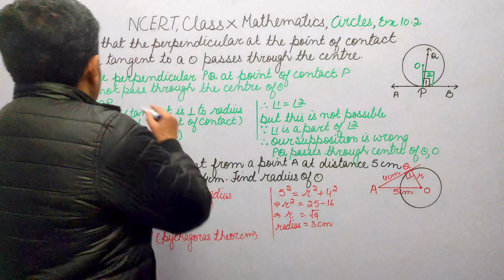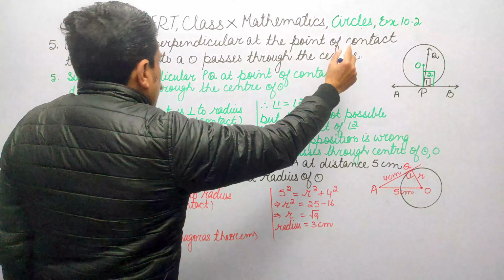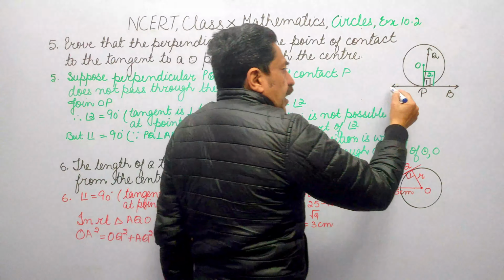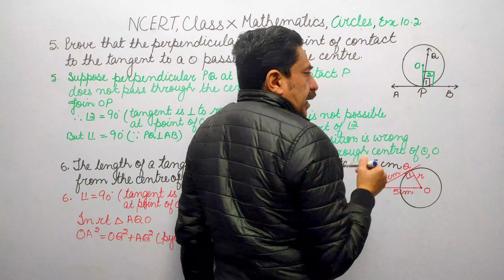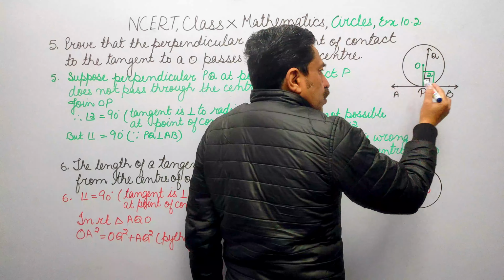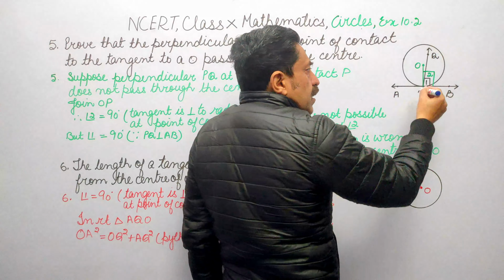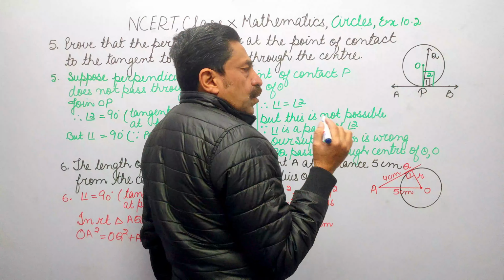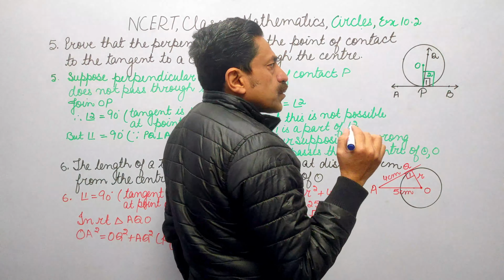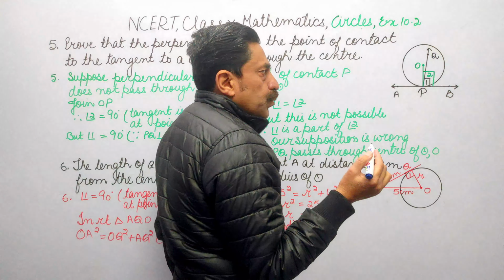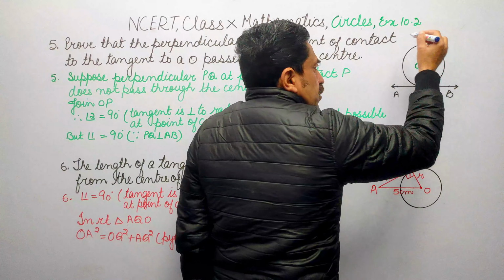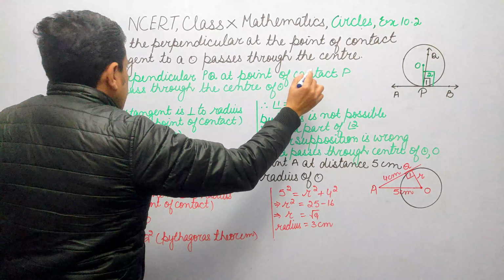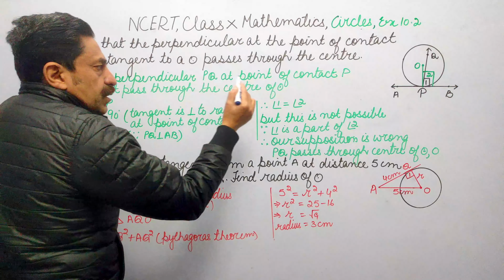Question 5. Prove that the perpendicular at the point of contact to the tangent to a circle passes through the center. Now here we have tangent AB at point of contact P. PQ is drawn perpendicular to AB. What we want to prove is that PQ passes through the center of the circle. For this, we use the method of contradiction. In this method, we suppose the opposite of what has to be proved. We want to prove PQ passes through the center O. We suppose the perpendicular PQ at point of contact P does not pass through the center of the circle.